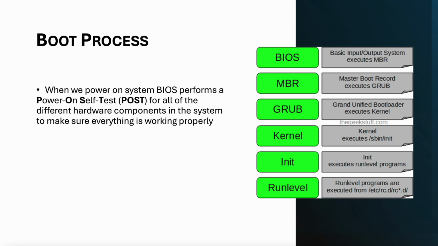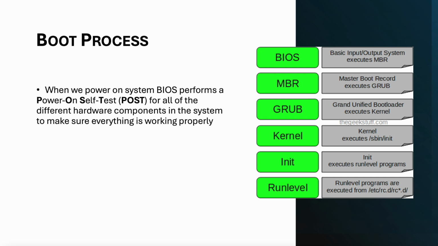Second step is MBR. It is located in the first sector of the bootable disk. The size of the MBR is 512 bytes and it contains three components. First is the primary bootloader information, of size 446 bytes. Second is the partition table information, of size 64 bytes. And third is the MBR validation check, and its size is 2 bytes. Its main purpose is to check whether the MBR is valid or not. Then the MBR loads and executes the GRUB bootloader.